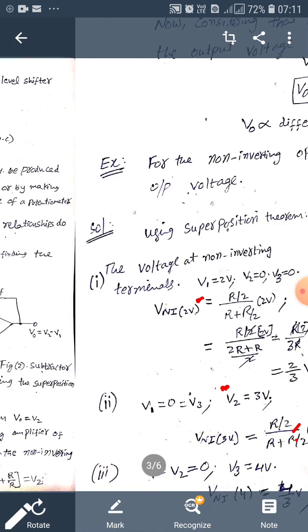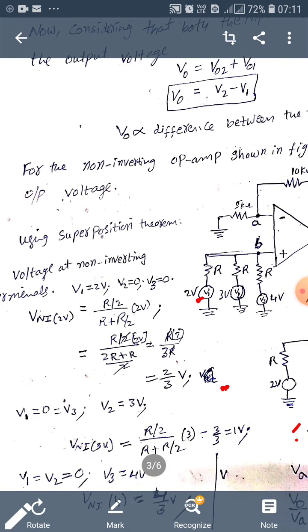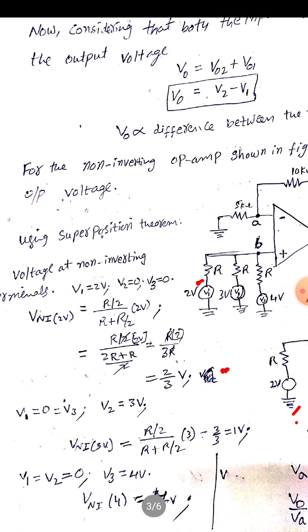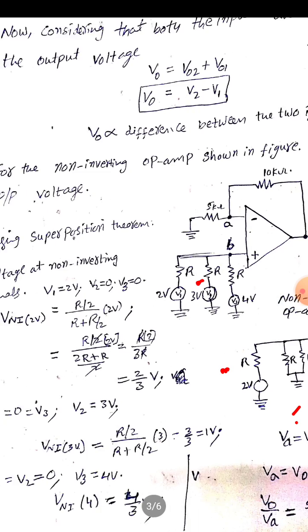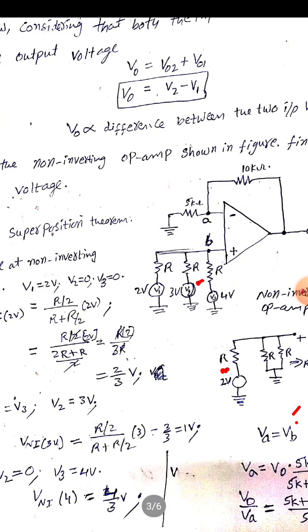In the same way we calculate with respect to V3 equal to 4 volts. During that, V1 and V2 are equal to 0. Here 4 into (R by 2) by (R plus R by 2), we get 4 by 3 volts. So we can calculate the voltages with respect to V1, V2, V3 at node B individually using the superposition theorem.